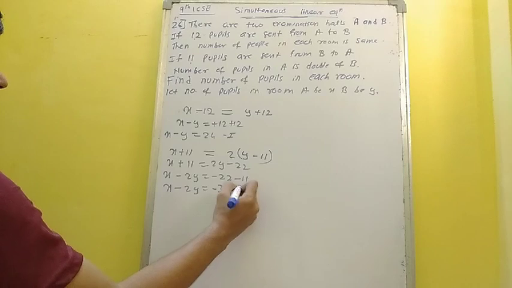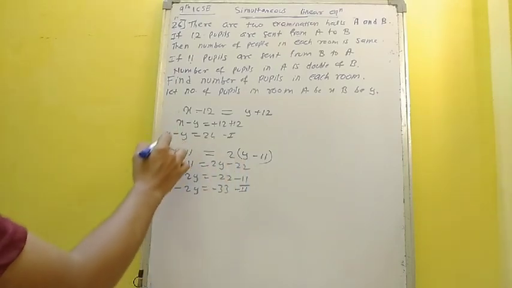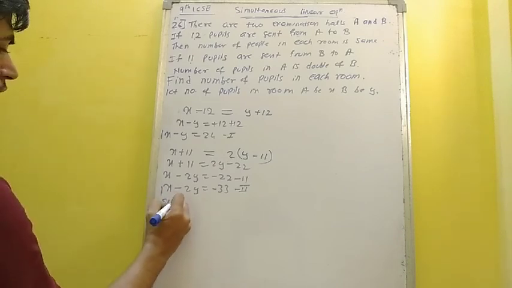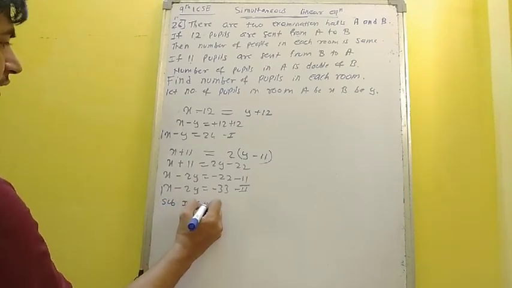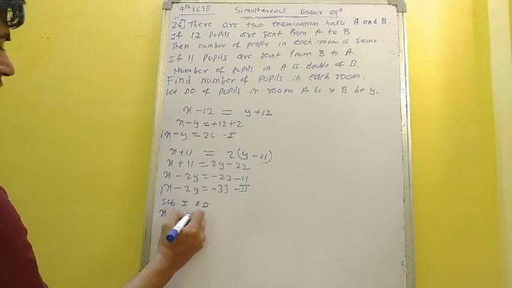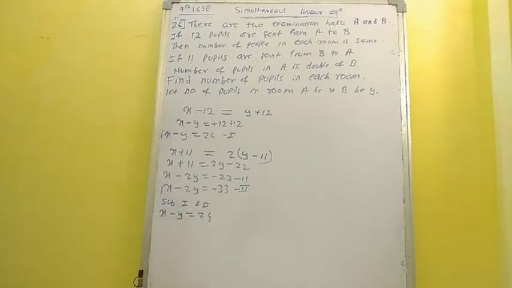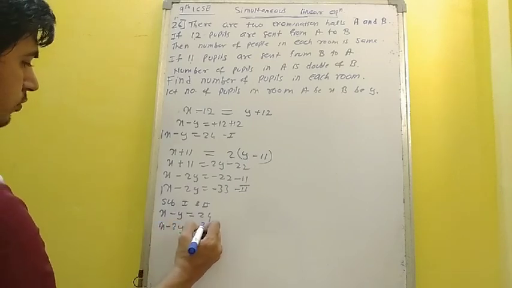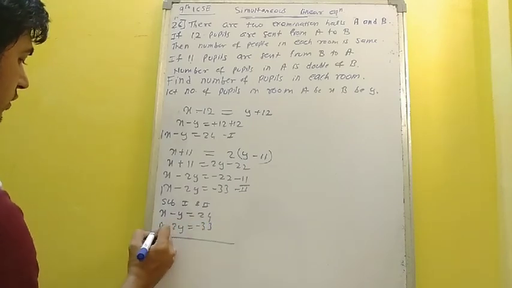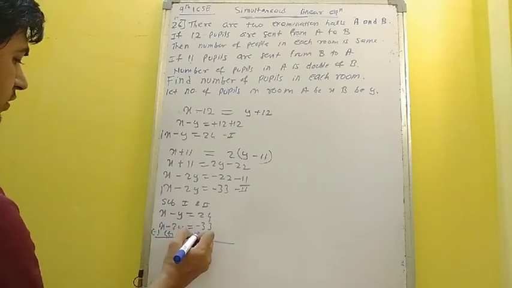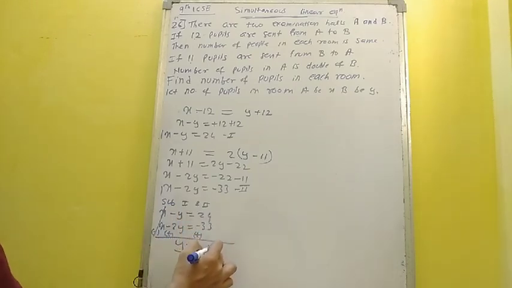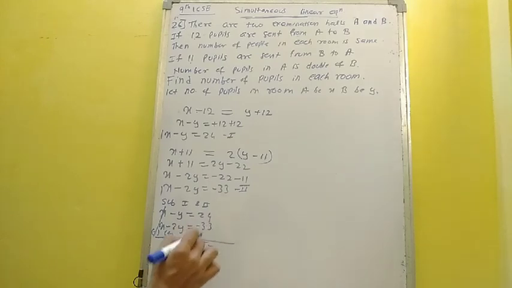Minus 33. Equation number 2. So x and x plus 1, subtracting 1 and 2, I have x minus y is equal to 24 and x minus 2y is equal to minus 33. So minus plus plus, so this gets cancelled. Plus 2y minus y, it is y. 4 plus 3 is 7. 2 plus 3 is 5.